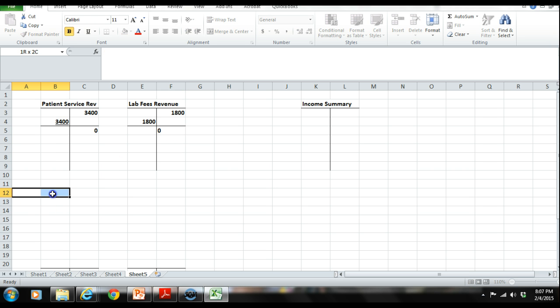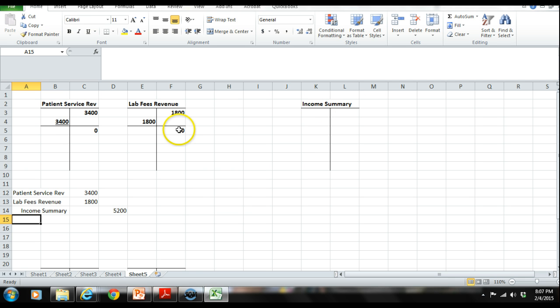So let's just pretend we're going to do a journal entry. Our journal entry to close these accounts would be patient services revenue, debit of $3,400, lab fees revenue, debit of $1,800. What are we going to credit? Income summary, a credit of $5,200. So here, $3,400, lab fees, debit of $1,800. Here, we're going to have a credit of $5,200. Does that make sense?